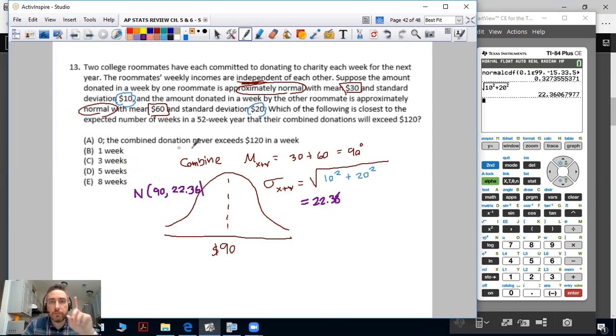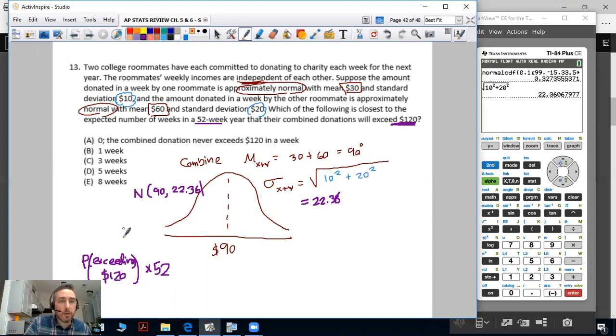The question says, which of the following is closest to the expected number of weeks in a 52-week year that their combined donations will exceed $120? It's kind of awkwardly worded because it wants to know the expected number of weeks in a 52-week year. So to get that, you would have to do the probability of exceeding $120 multiplied by the number of weeks in a year. And that'll get you your expected number of weeks that you'll exceed that $120.